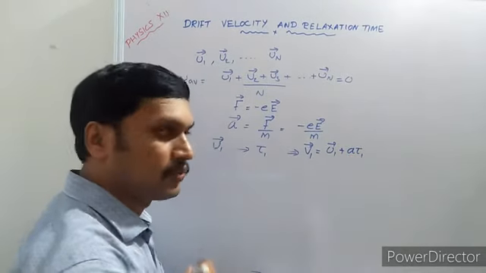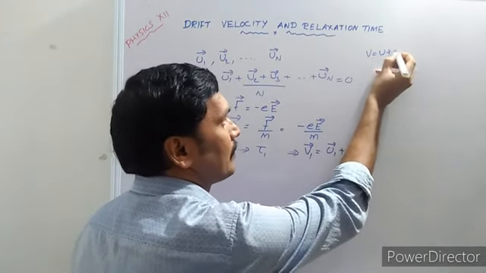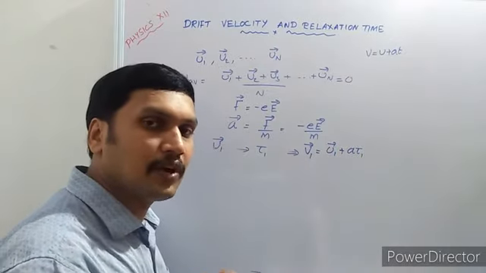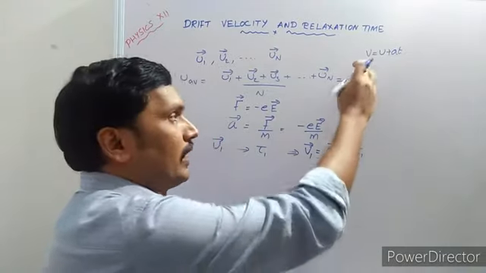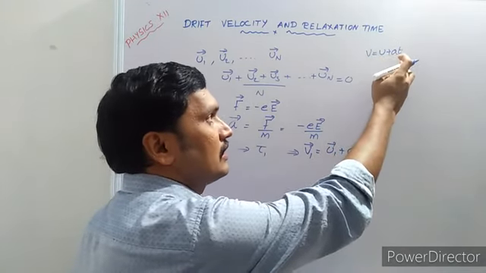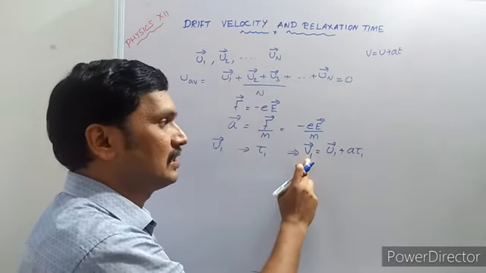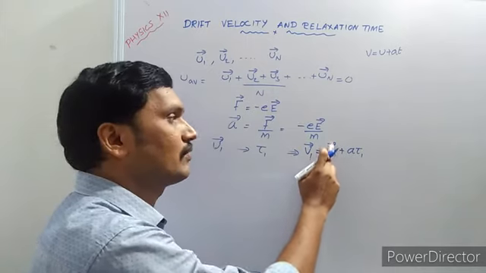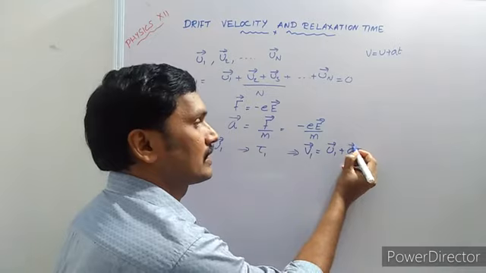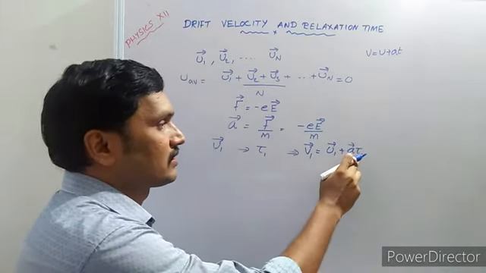Remember our equation of motion, v is equal to u plus at. For a uniformly accelerated motion, the final velocity is equal to initial velocity plus acceleration into time. Here the final velocity vector v1 is equal to initial velocity vector u1 plus a into tau 1. a is also a vector quantity. Now substitute for this acceleration.